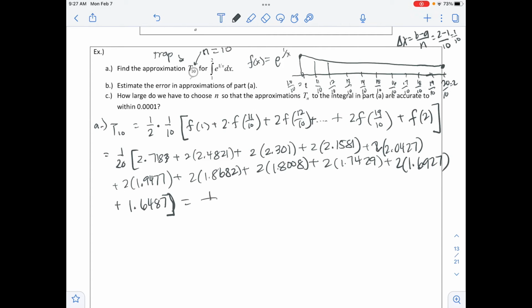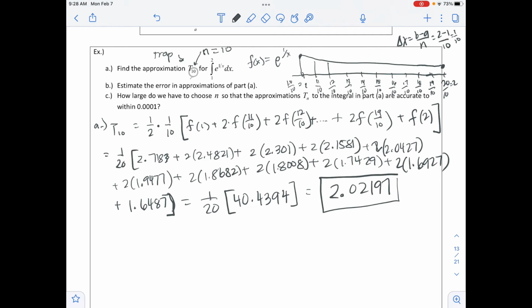And so we get 1 over 20, multiplying and adding all those together in the parentheses, we get 40.4394, which works out to being 2.02197. So that's our approximation using the trapezoidal rule.